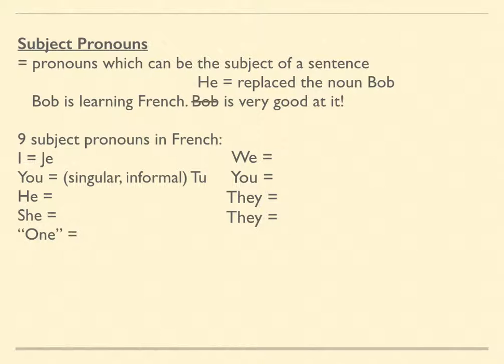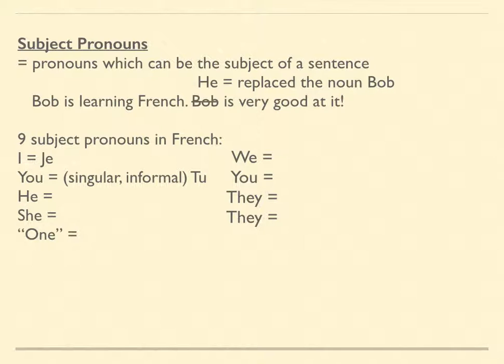Please note that tu is both informal and singular. You will only use tu when you're speaking informally, which you already know, but you will also only use it when you are only talking to one person. It cannot be used if you are talking informally to multiple people. That's our second version of you.